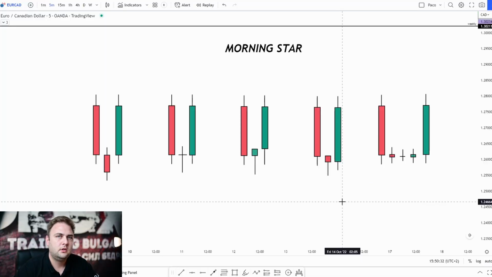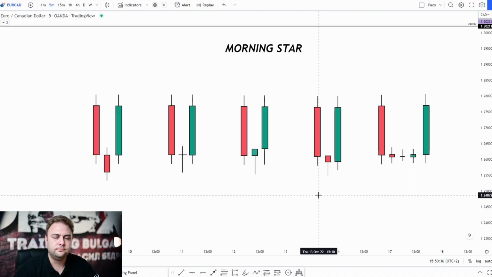Now let me show you some examples of which candlestick formations we use in our trading that are the most successful for the trades. This is the first candlestick formation. It's called a morning star. It shows us that first the sellers had control over the market and they pushed the market down.